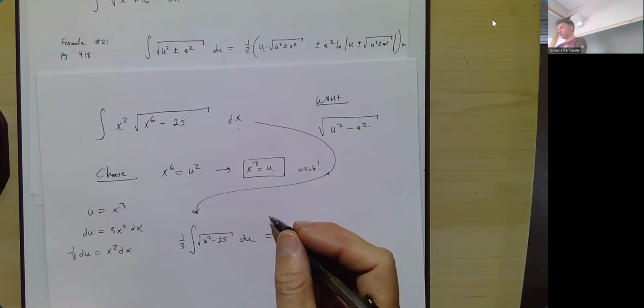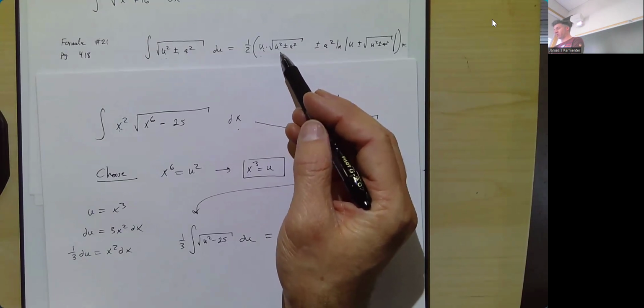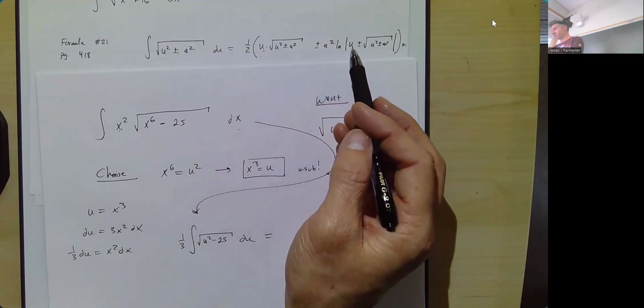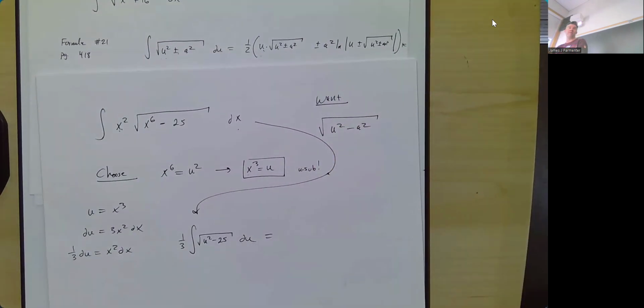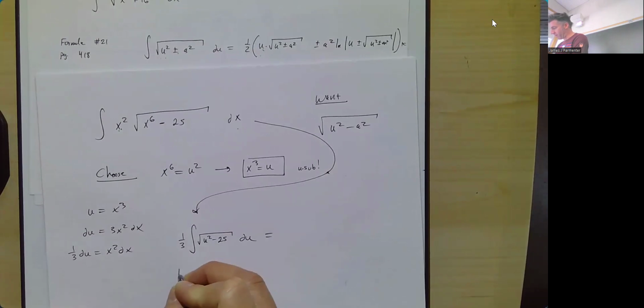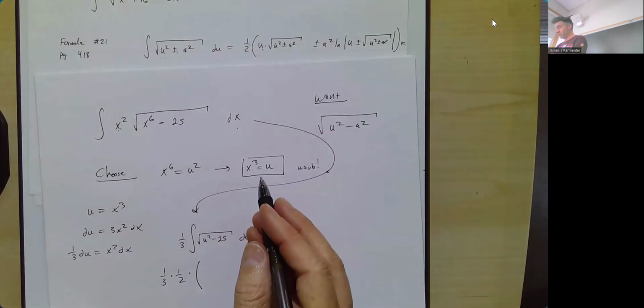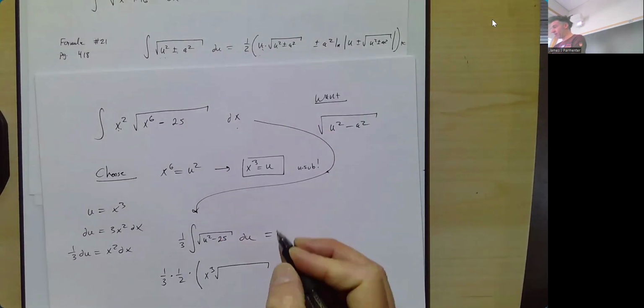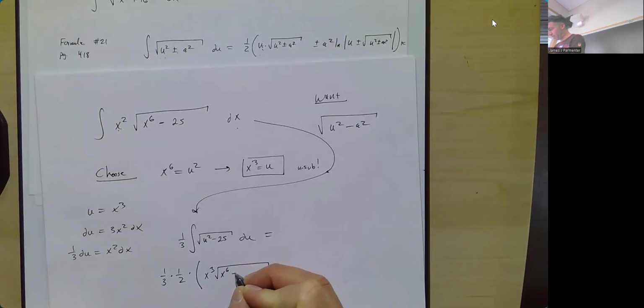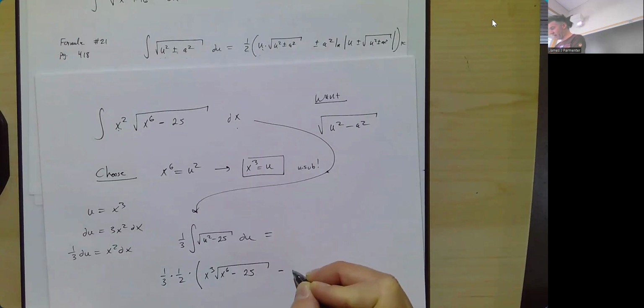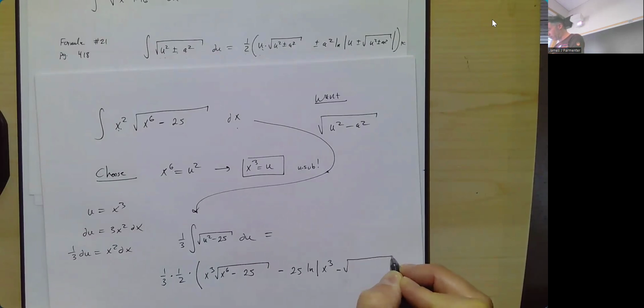Now I should be smart about this. I really shouldn't write out 1/2 times u times the square root of u squared minus 25, minus 25 times the natural log of u minus the square root of u squared minus 25. I should actually plug in what I've chosen for u, so I don't have to write out this terrible thing twice. So this is going to be 1/3 times 1/2 times parentheses u, which is x cubed, times the square root of u squared, so x cubed squared, minus 5 squared, minus 5 squared times the natural log of the absolute value of u, which is x cubed, minus the square root of u squared, which is x to the sixth, minus a squared, which is 25.